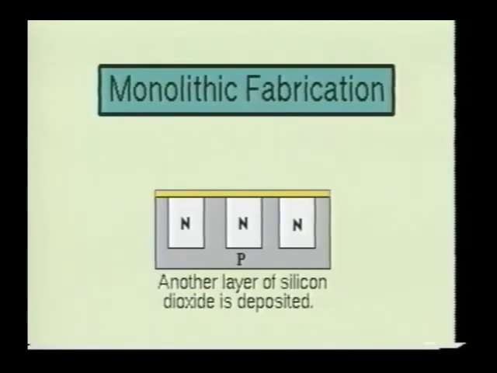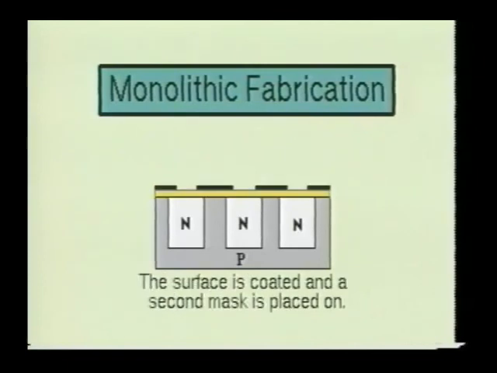Next, another silicon dioxide film is formed on the surface of the wafer. The surface of the wafer is once again coated with a photosensitive emulsion, and a second mask is placed onto the wafer.